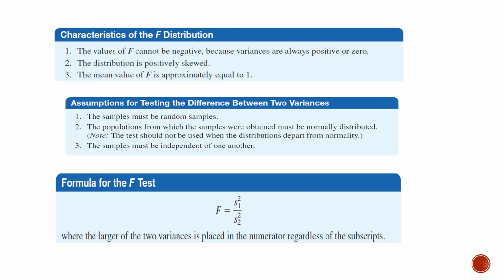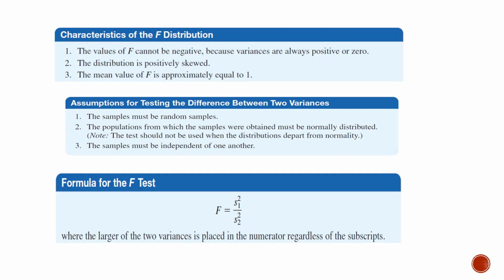So characteristics of the F distribution: the values of F distribution cannot be negative because variances are always positive or zero. This distribution is always positively skewed. The mean value of F is approximately equal to 1. For the assumptions for testing the difference between two variances, the samples must be random samples. The populations from which the samples were obtained must be normally distributed. The samples must be independent of one another.